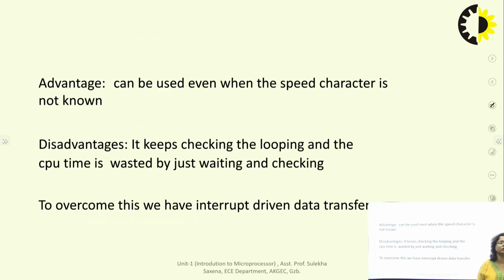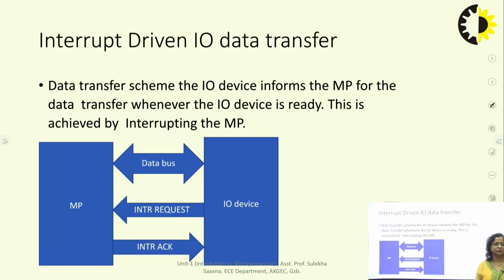The advantage is that the overall operation speed is higher, whereas it keeps on checking and hence just waits and checks, which reduces the overall efficiency of the CPU. Now we can talk about interrupt data transfer.